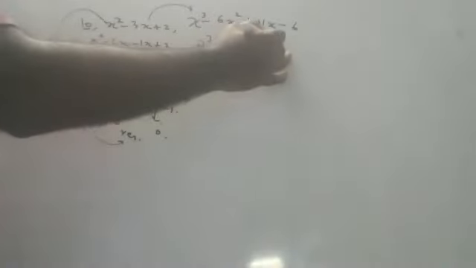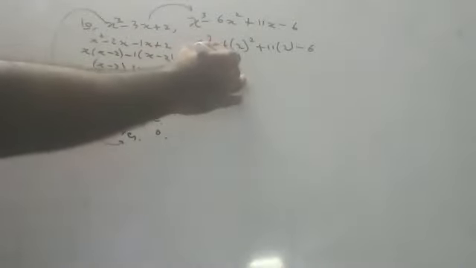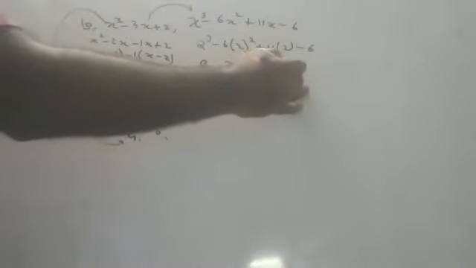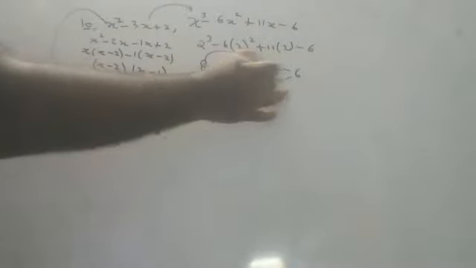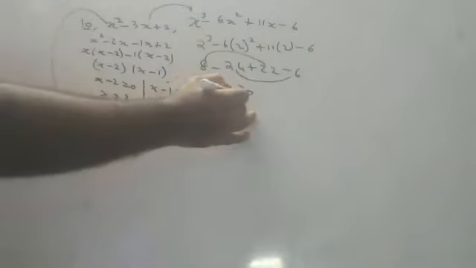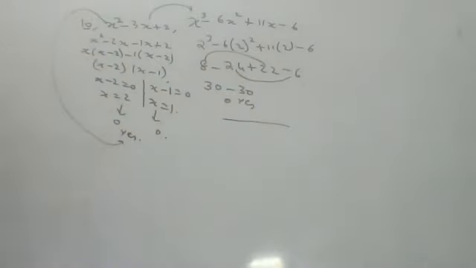2 cube minus 6 into 2 square plus 11 into 2 minus 6. 2 cube is 8. 2 4s are 8, 4 6s are 24, plus 22 minus 6. 22 plus 8 is how much, children? 30. And minus 24 minus 6, 30. That is 0. Yes. X minus 2 is a factor.